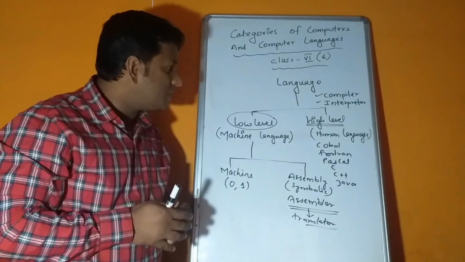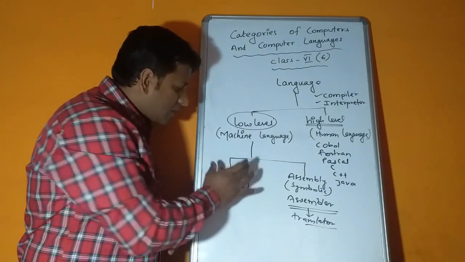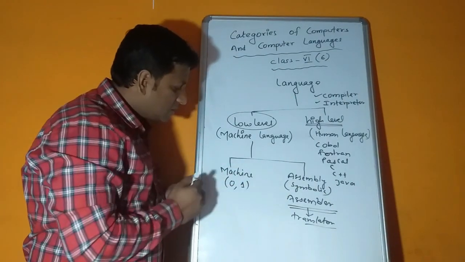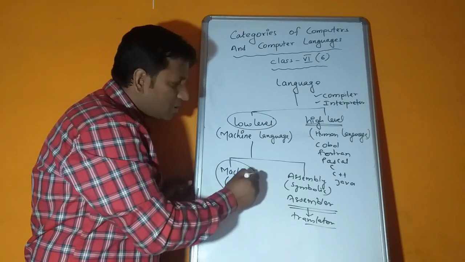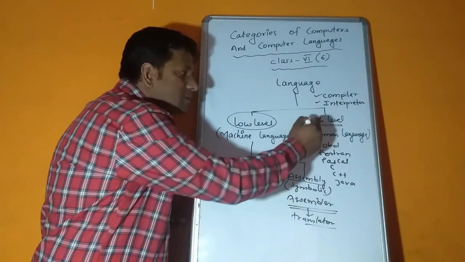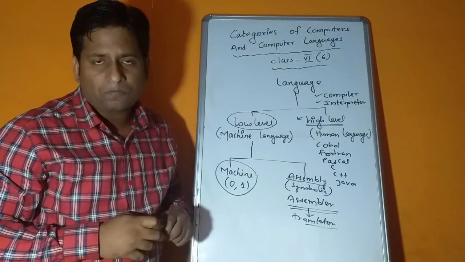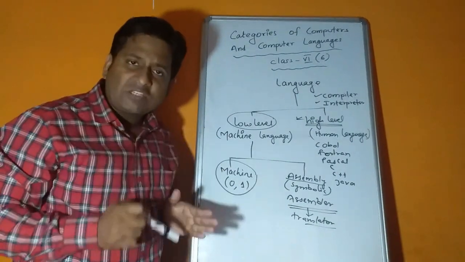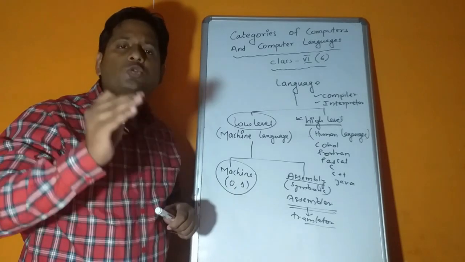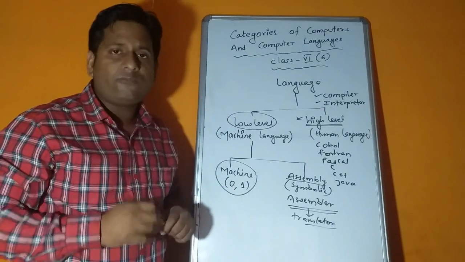So my dear children, this is the first generation. Machine language is the first generation of computer. This is the second generation, this high level. From here begins the third generation language. But right now, in the present scenario, we belong to the fourth generation language, 4GL.